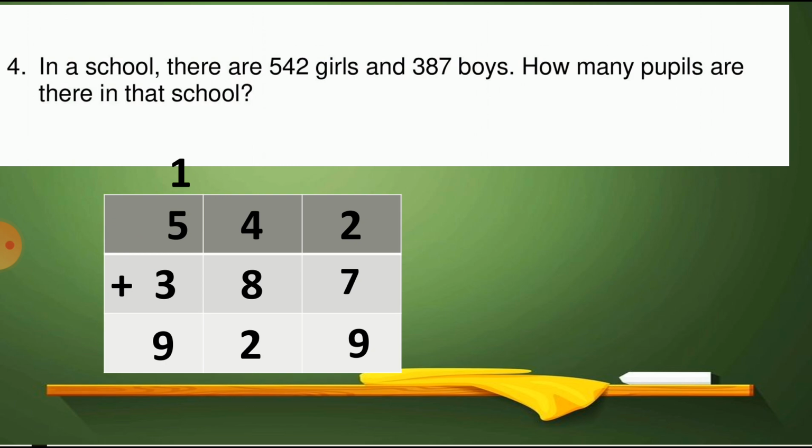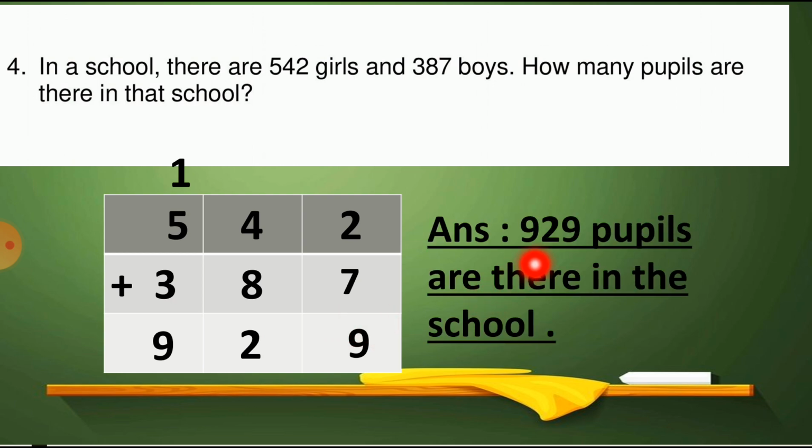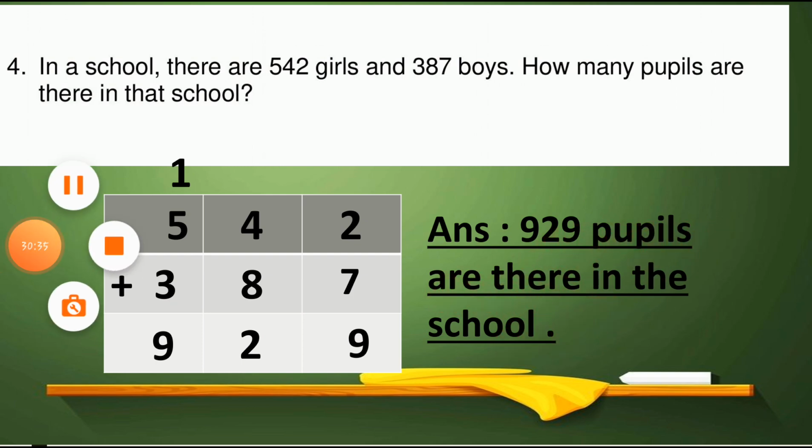So how many pupils are there in that school? There are 929 pupils in the school. You can write down the answer this way: 929 pupils are there in the school. So this way you can complete this.